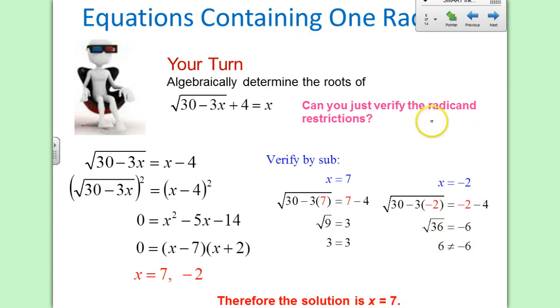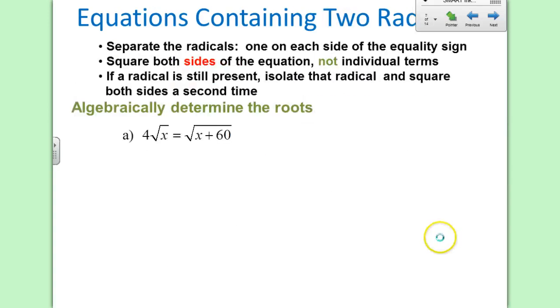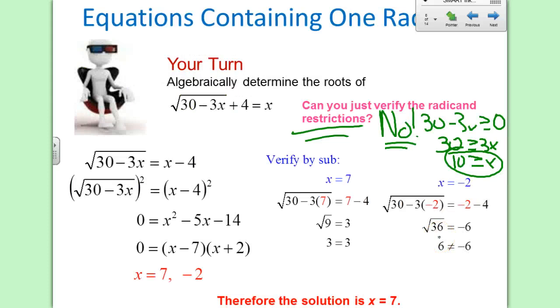Can you just verify by the radicand restriction? No, you can't just do that. It doesn't hurt to look at it, but once again, if you look at the radicand restriction, 30 minus 3x must be greater than or equal to 0. So that means that 3x must be less than or equal to 30. If I divide both sides by 3, I get x is less than or equal to 10. Notice that both of those answers are less than or equal to 10, but only one of them works. And clearly, the only one that works is, whoopsie, the 7. Yay! That one works.